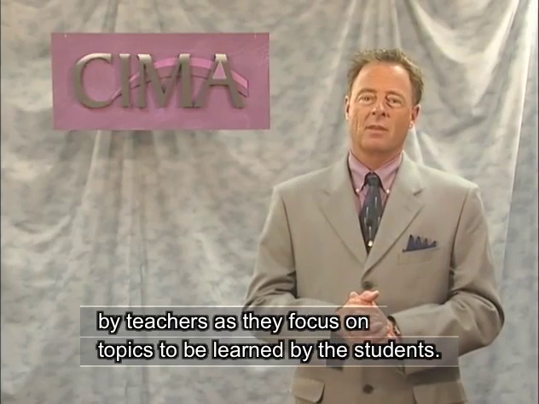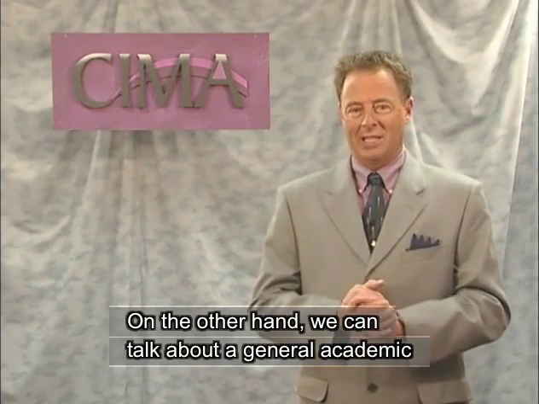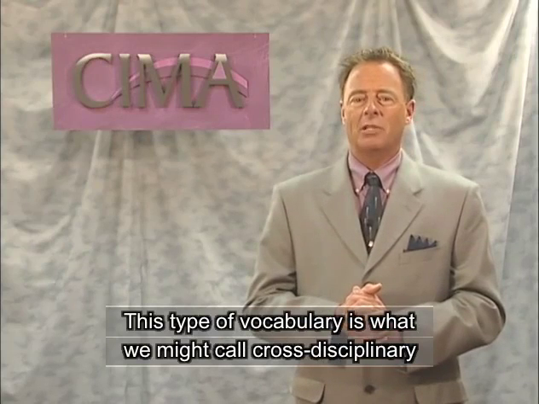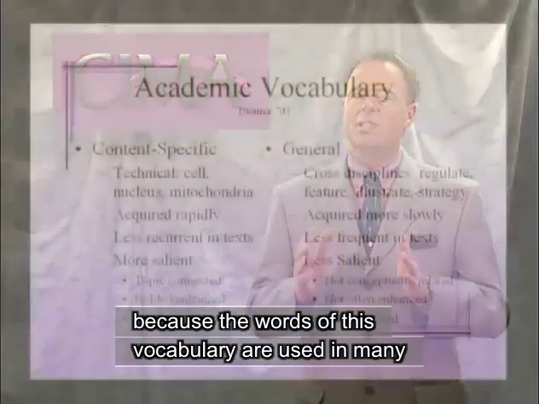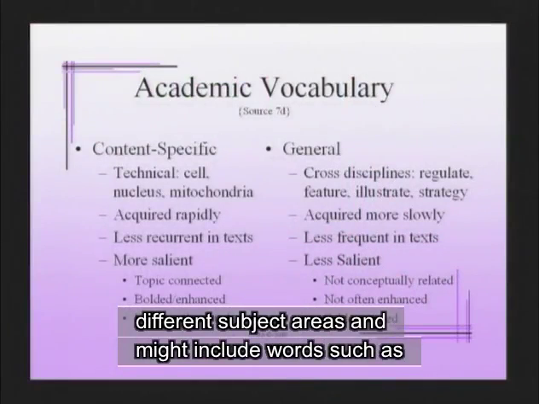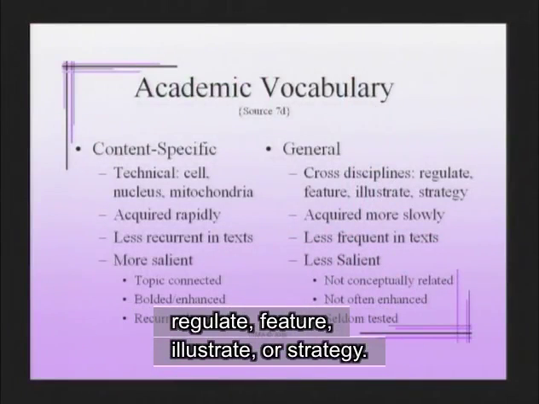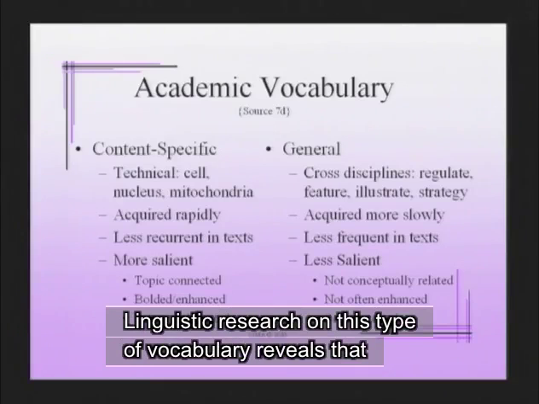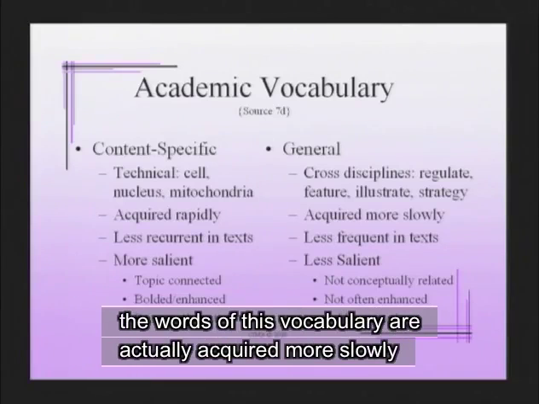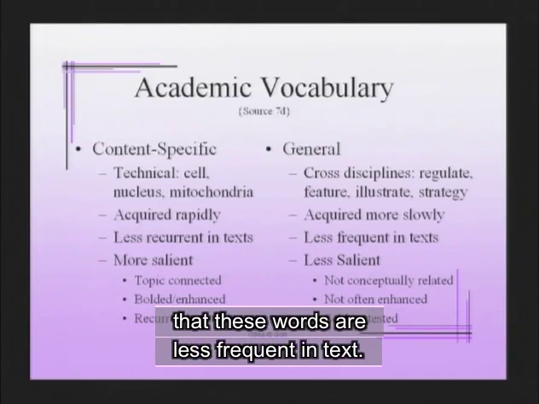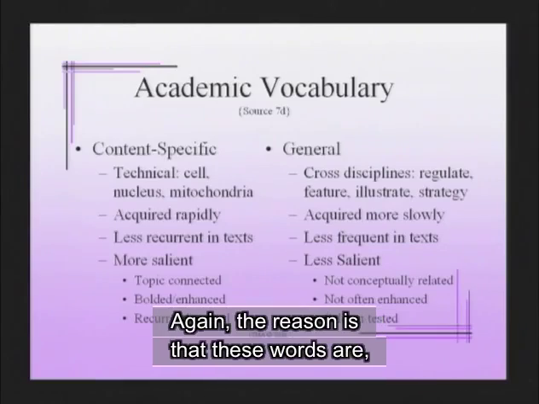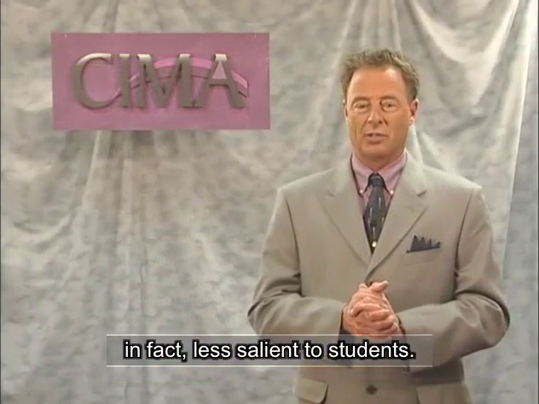On the other hand, we can talk about a general academic vocabulary. This type of vocabulary is what we might call cross-disciplinary, because the words of this vocabulary are used in many different subject areas and might include words such as regulate, feature, illustrate, or strategy. Linguistic research on this type of vocabulary reveals that the words of this vocabulary are actually acquired more slowly than content-specific words. And this occurs despite the fact that these words are less frequent in texts. Again, the reason is that these words are in fact less salient to students.